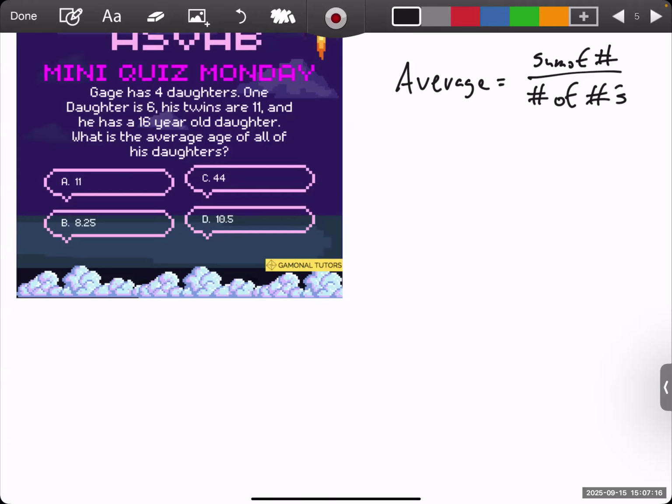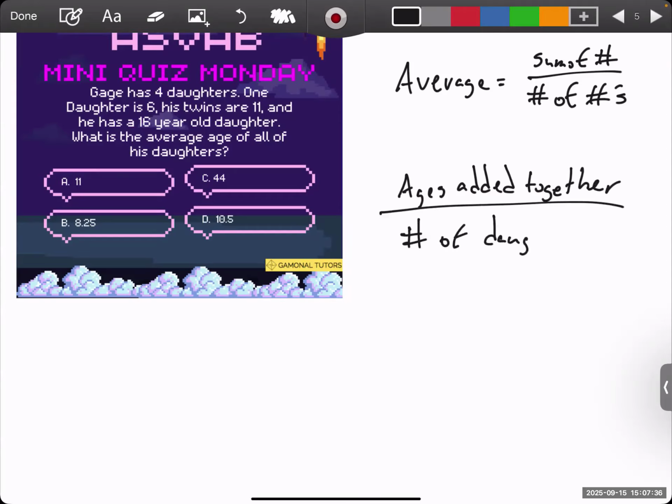Let's go through. We'll take the sum of numbers here. How many daughters are there is the first most important question, and that will help to determine our denominator. So in this case, ages added together divided by number of daughters.